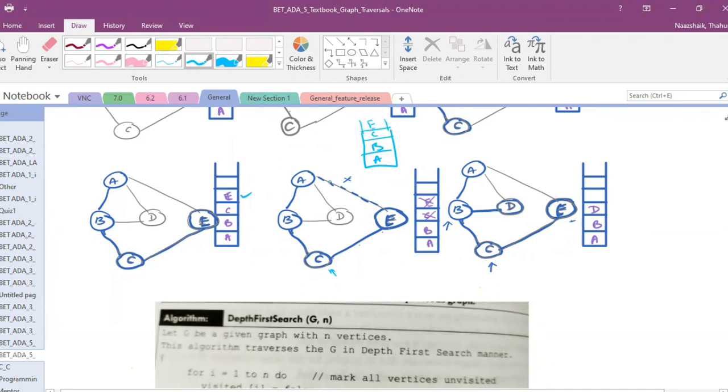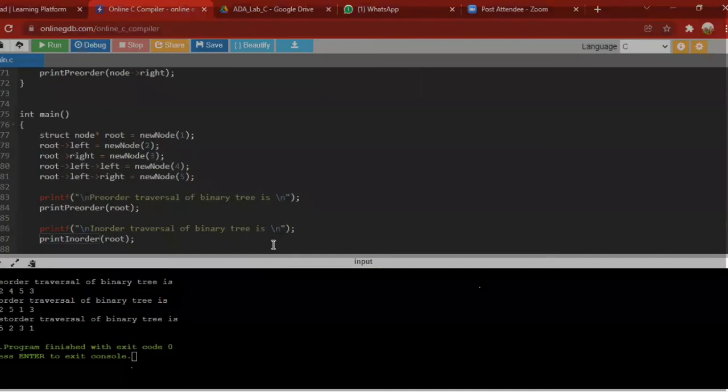Now further, you cannot put A because A is already visited. So what you have to do is take out from the stack. So you remove E, okay? So you have gone back to C. So you check, is there any other way? No other way, right? So you remove C also from the stack. So you go back. So going back, you see how it is implemented in stack?